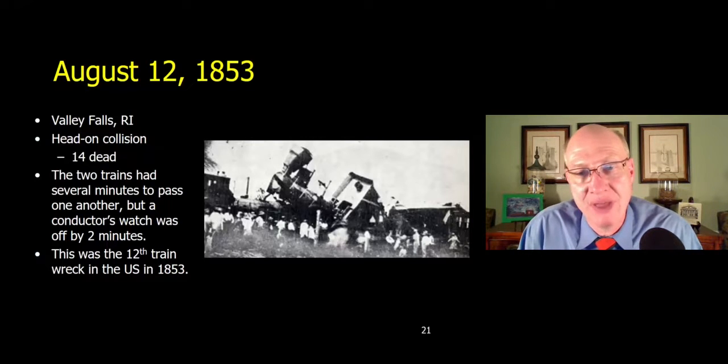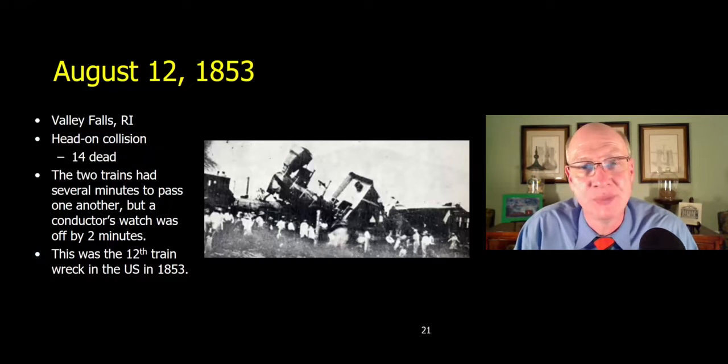As an example, here's an accident in Valley Falls, Rhode Island. It was a head-on collision between two trains and killed 14 people. These two trains ran on a schedule every day, and they had several minutes to pass one another. But on this particular day, a conductor's watch was off by 2 minutes. Rather than the trains being in the right place to pass one another, they were on the same track at the same time, and it created a head-on collision that killed 14 people.